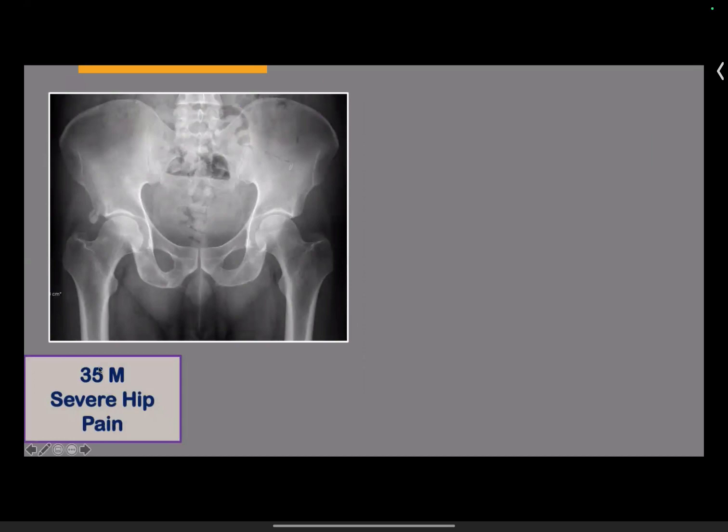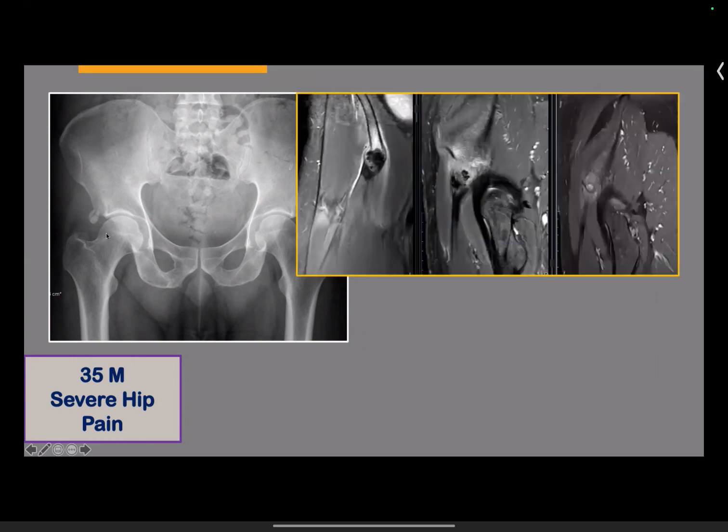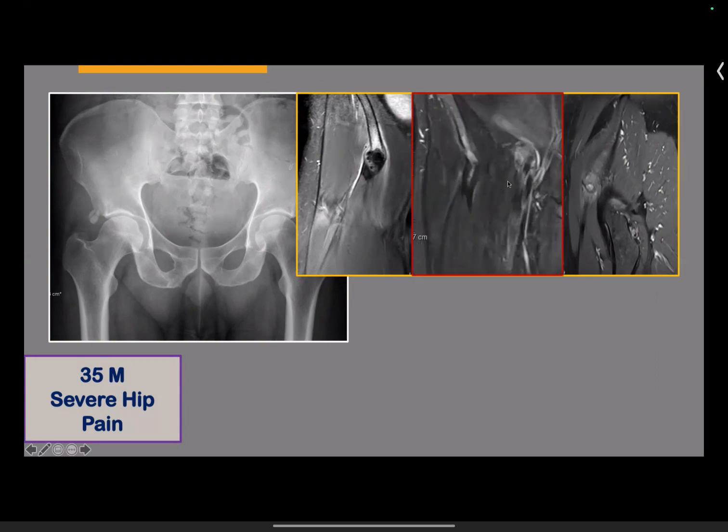35-year-old male, severe hip pain. Again, you're seeing a calcific density next to the ASIS. There's no history of injury. There is no donor site there. But could it be an old injury? When you do an MR, you can see there is marrow edema there. There is edema in the muscle, in the tendon as well. There is probably some interstitial tear going on there.